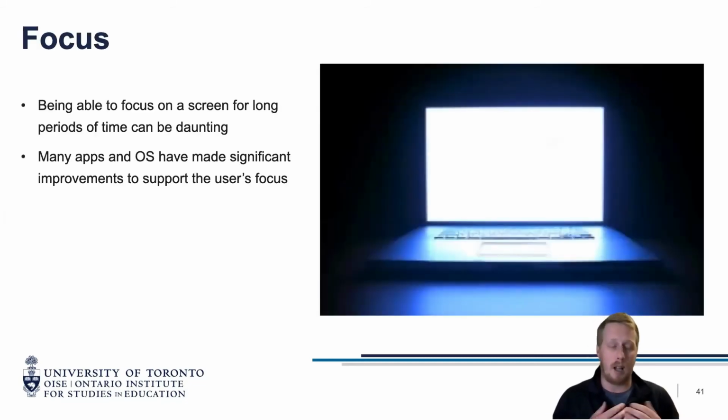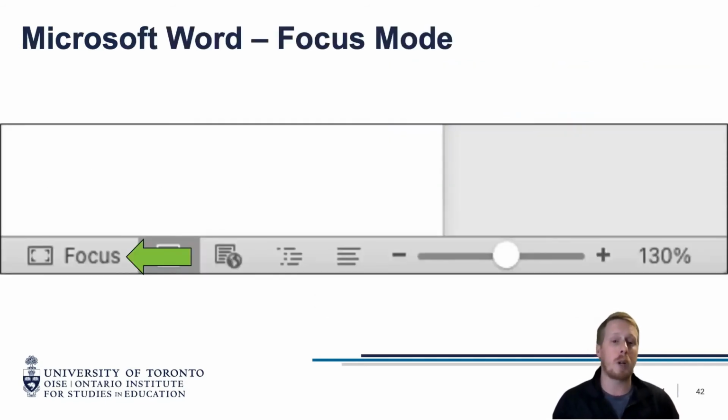All right, let's talk about focus apps now. So a lot of us working from home now are spending a lot of time staring at our computer screen, it can be super daunting and hard on our eyes. So many apps and operating systems have made significant improvements to improving our focus using those types of devices. The first one I want to show, because I know we use Microsoft Word a lot, is the focus button. And that can be found at the very bottom of your Microsoft Word program.